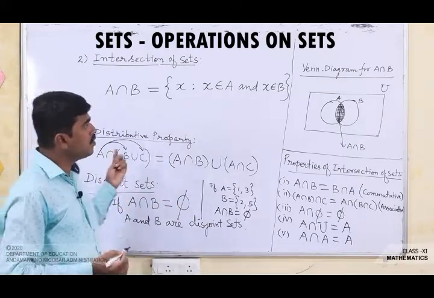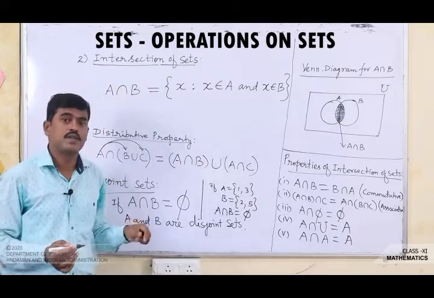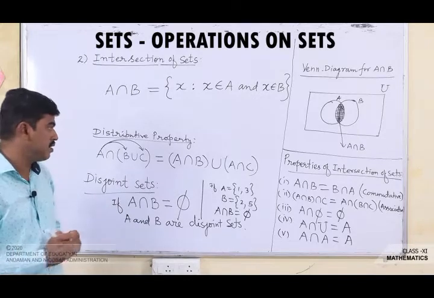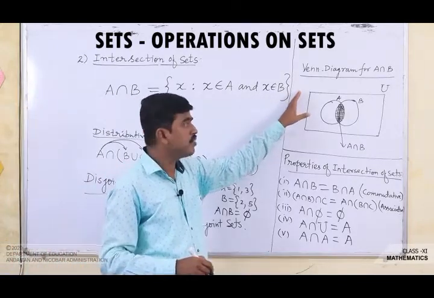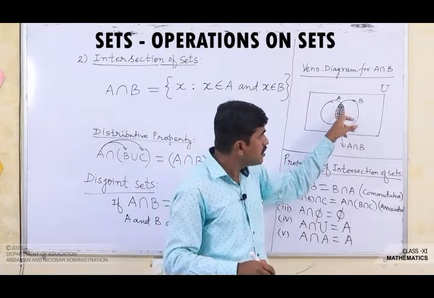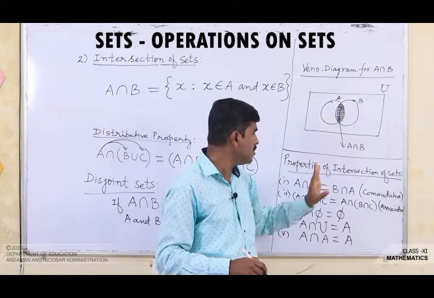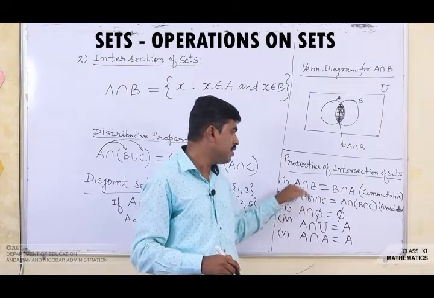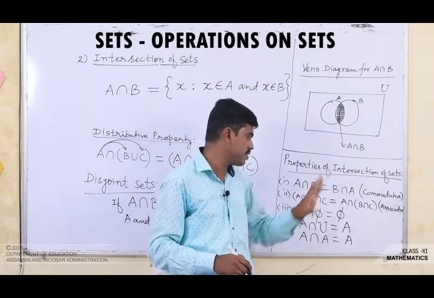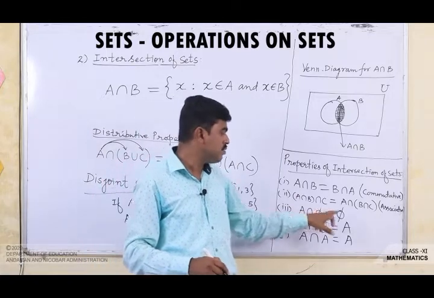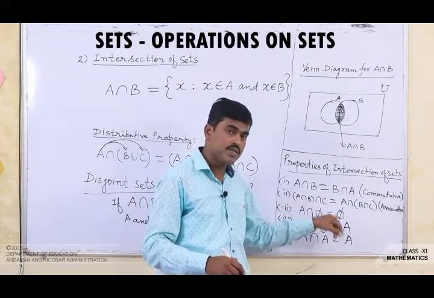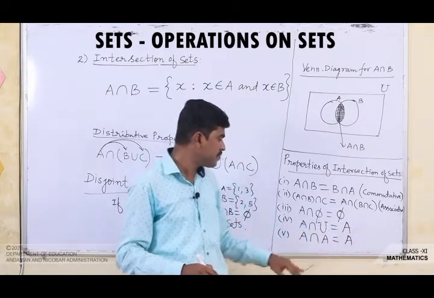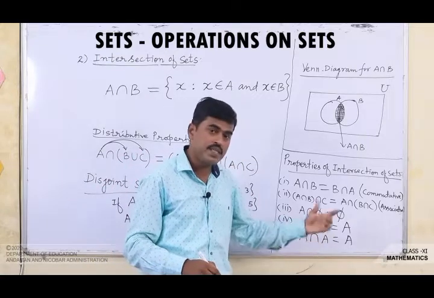Clear? So what is the meaning of intersection of sets? What is A intersection B? It is the set of all those elements which are common to both A and B. Now the Venn diagram for A intersection B, you have to shade the region between A and B. It is shaded there, and then the properties: A intersection B is equal to B intersection A, and A intersection B intersection C is equal to A intersection B intersection C. A intersection phi is equal to phi. A intersection U is equal to U. Sorry, A intersection U is equal to A. A intersection A is equal to A itself.